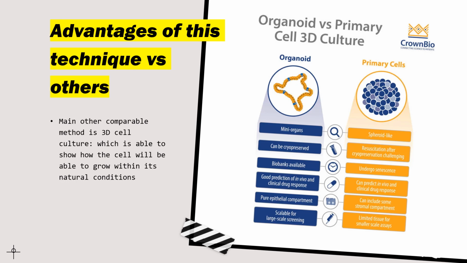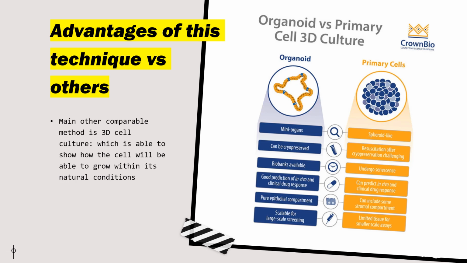So the primary comparable method to this technique is the 3D cell culture. And so I found this good little diagram that compares the two. And so what this is, organoids are mini organs where the primary cells are spheroid-like. Another advantage with the organoid is that it can be cryopreserved, where the 3D cells may have a challenging resuscitation if they are cryopreserved.